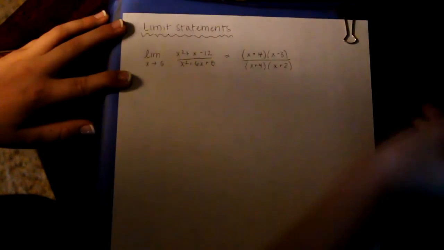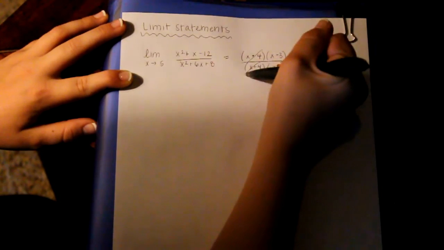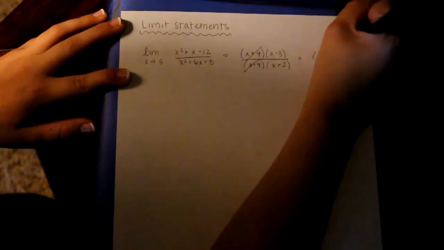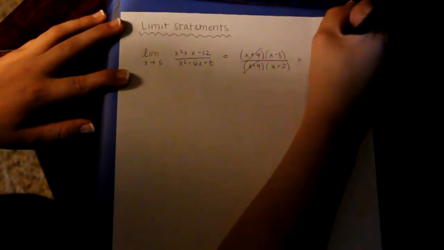Next, let's look at how to evaluate limits as they approach a number. For this example, we're going to use the limit as x approaches 5 of the equation x squared plus x minus 12 over x squared plus 6x plus 8. First, we're going to start off by factoring the top and the bottom equations. The top will factor into x plus 4 times x minus 3, and the bottom factors into x plus 4 times x plus 2. Next, you're going to cancel out anything that you can, which in this case leaves us with x minus 3 over x plus 2.